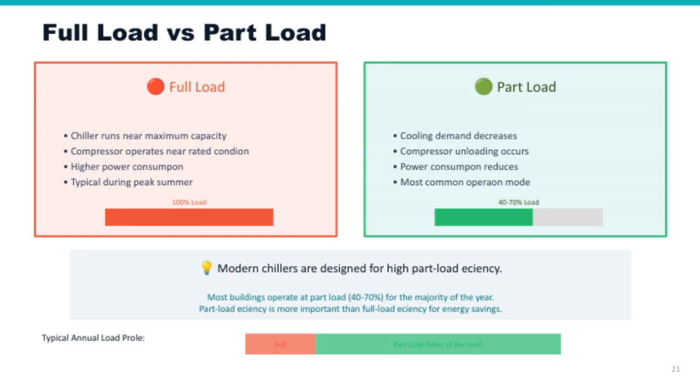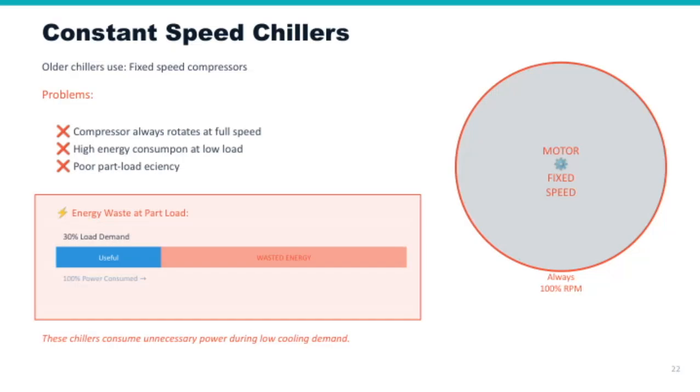This is the way chillers operate most of the year. Full load, on the other hand, happens less often, mainly during peak summer, when the system runs near maximum capacity and consumes more power. Older chillers often run their compressors at full speed, no matter the cooling demand.